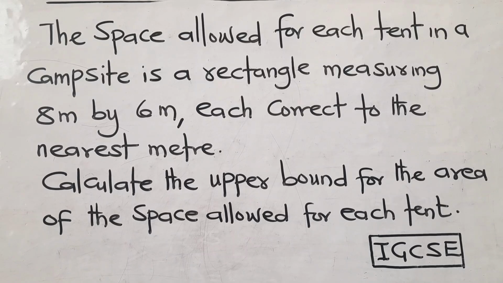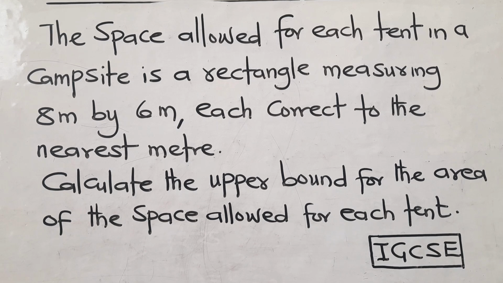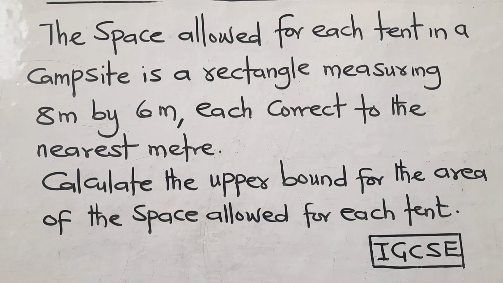This is the question. The space allowed for each tent in a campsite is a rectangle, measuring 8 meters by 6 meters, each correct to the nearest meter. Calculate the upper bound for the area of the space allowed for each tent. An IGCSE question.